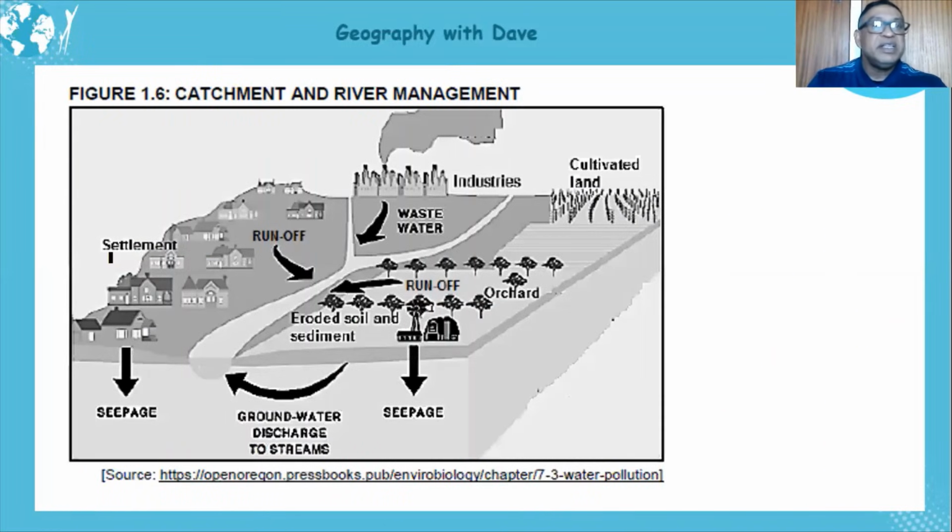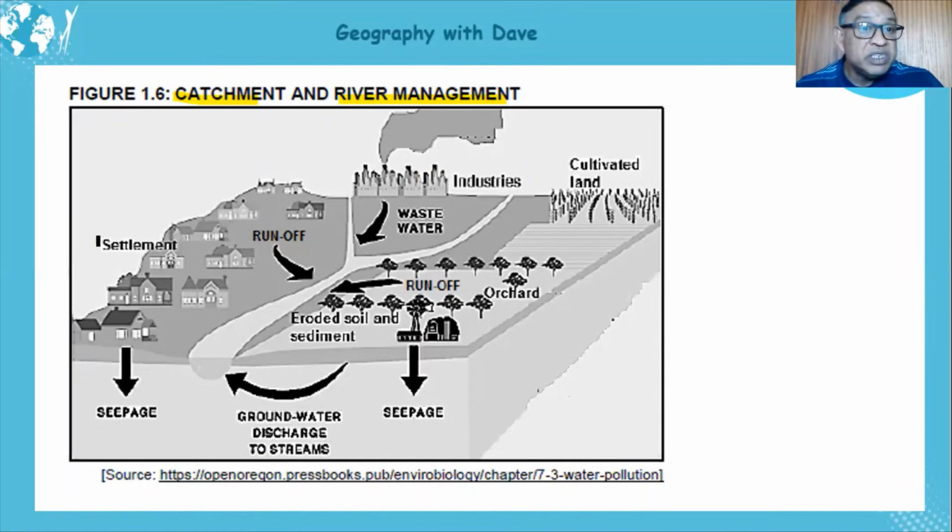Okay. Let's look at this. Catchment and river management. You've done it, eh? Catchment area and how you manage it. You've done the importances of it. You've done the negative impacts that it can have. Let's look at what this question is actually highlighting here, or what this question will be highlighting for that.